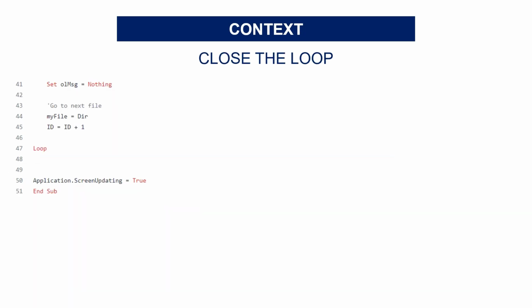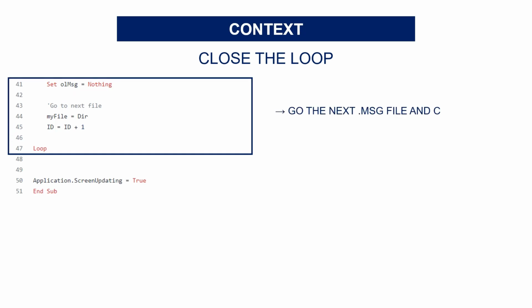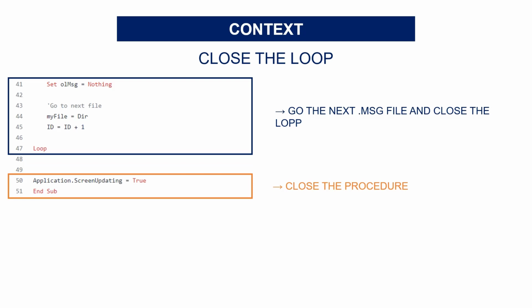When you have finished the processing, you can reinitialize the variable storing the message and close the loop. After the loop, you can terminate the procedure. Note that the variable Application.ScreenUpdating is used to avoid updating the Excel during the processing. It's a way for you to gain in speed.